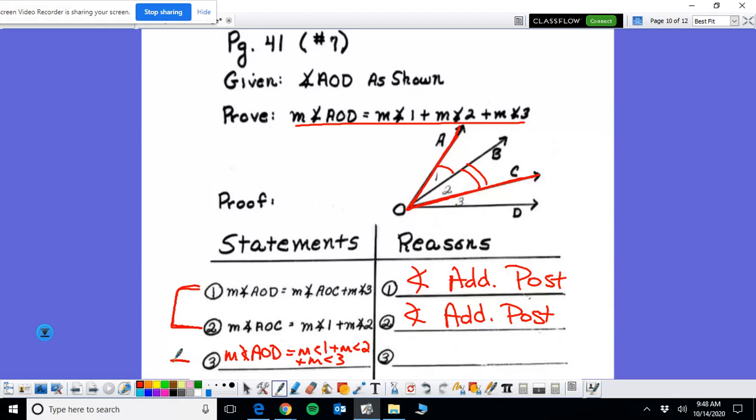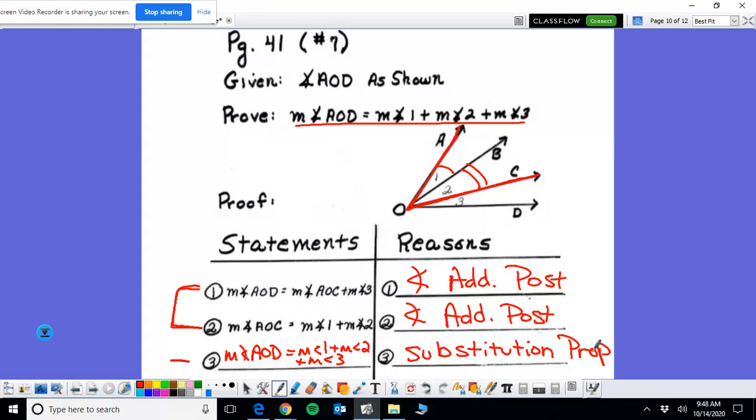The answer is substitution. It's a very popular last answer, by the way. When in doubt, go substitution. Substitution property. And I want you to make sure you understand where the substitution came from.